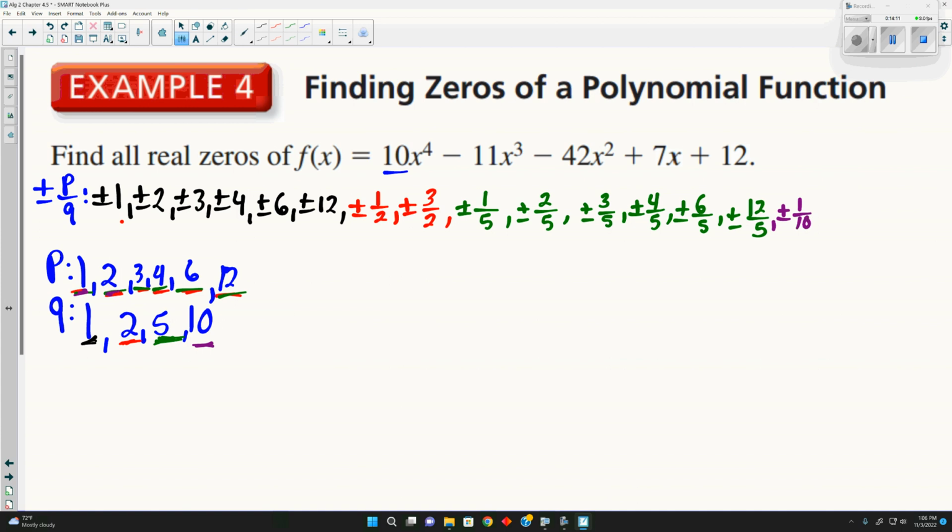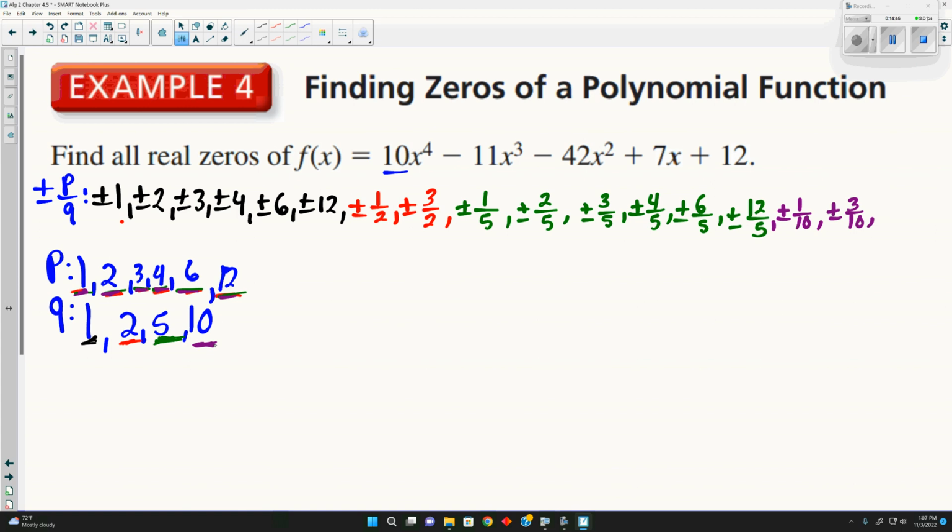Now when we look at the next one, 2 over 10 is what? 1/5. Do we have 1/5? Yes. So we move on to the next one, 3 divided by 10. 3/10. 4 divided by 10 is 2/5. We do have it. The next one, 6 divided by 10 is 3/5. We have it. And lastly, 12 divided by 10 is 6/5. And we have it. Yes?